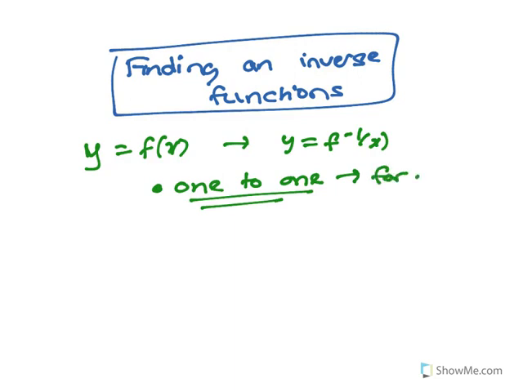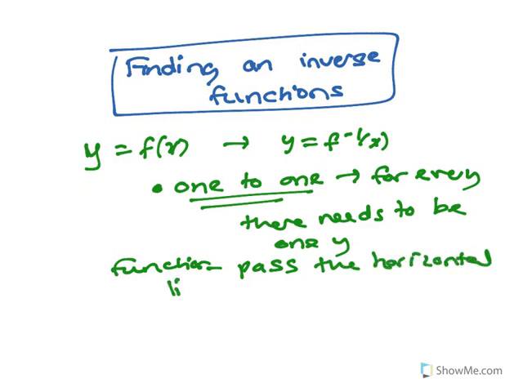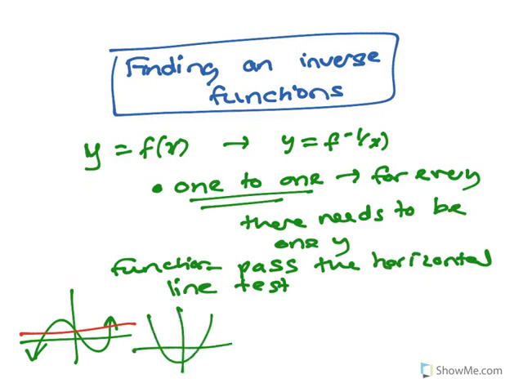So for every x, there needs to be 1y. So this means that it's a function that will pass the horizontal line test. So what we mean by that, if you had this here, this does not pass the horizontal line test, nor does a parabola, because for every x, sometimes we have two y values. For that y, you actually have two x values.